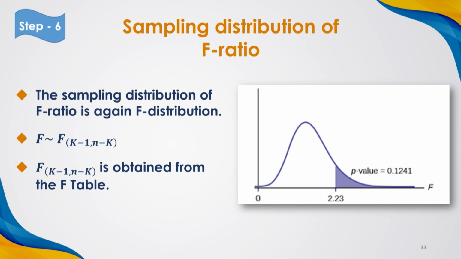This is the figure for the F distribution. It is a positively skewed distribution, and you have a line at 2.23, given here as an example. That line cutting at 2.23 is nothing but your F critical value for the hypothesized degrees of freedom.